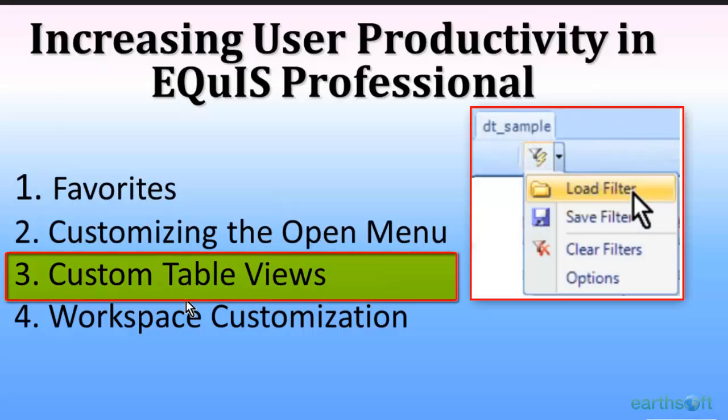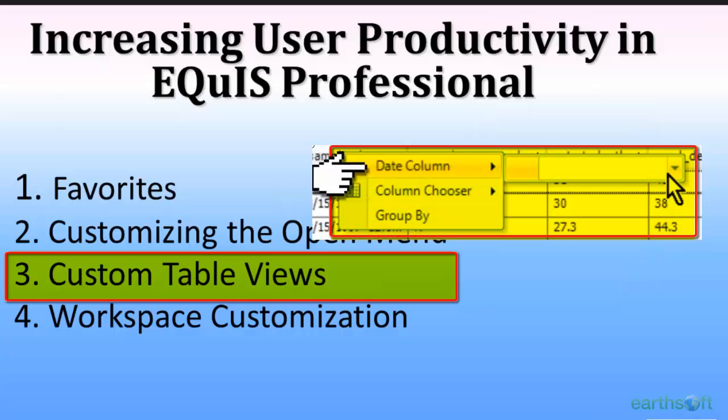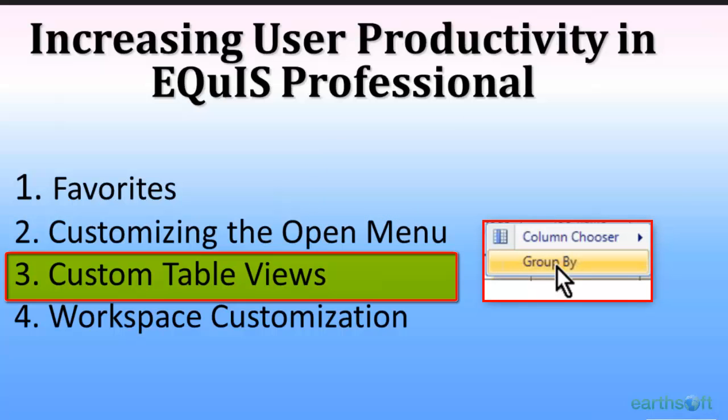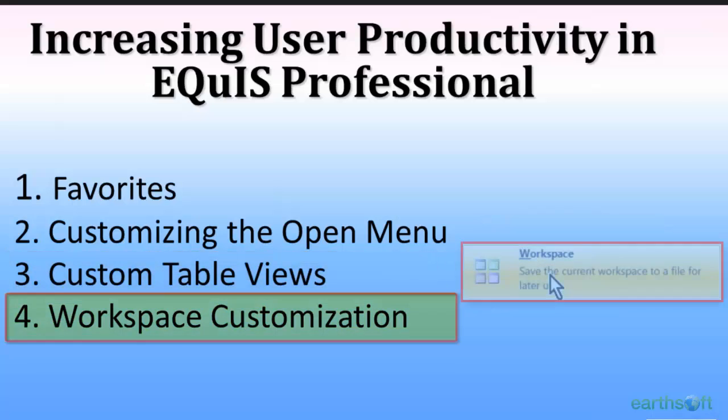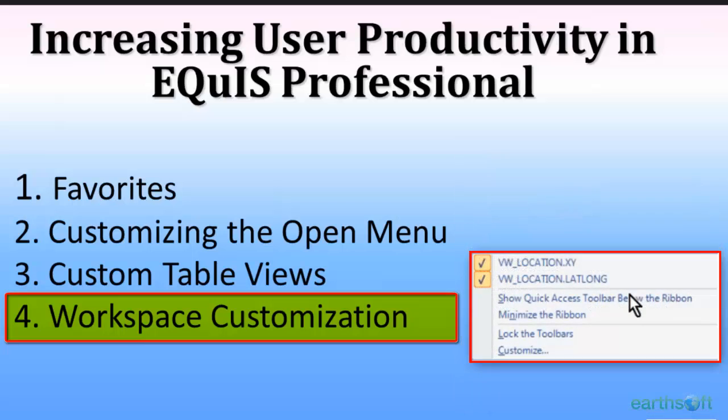We looked at custom table views using the filter, the pin column, and the column chooser. We also looked at the date column in reports and the group by functionality. And then finally, we looked at workspace customization, loading and turning off workspaces and the Workspace Explorer, and also maximizing your workspace by moving the ribbon, tab groups, and parameter selection menu option menu around.